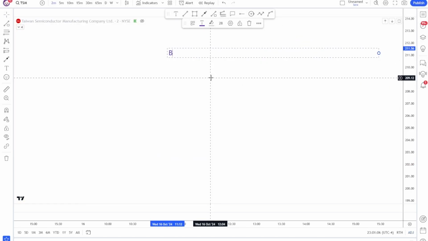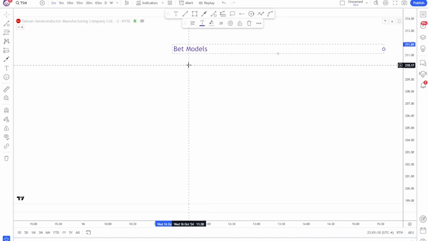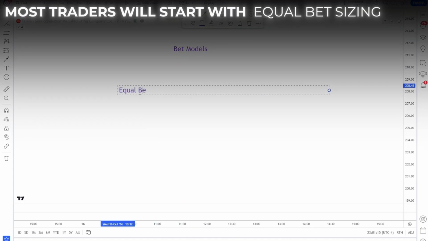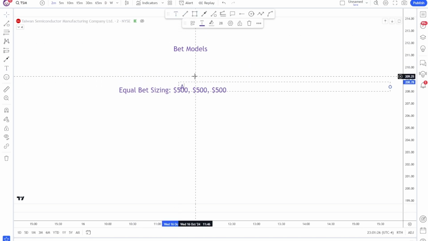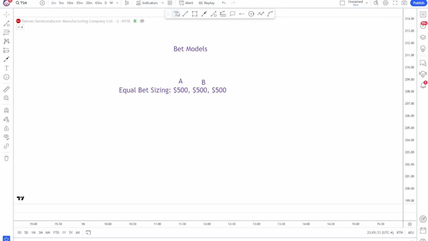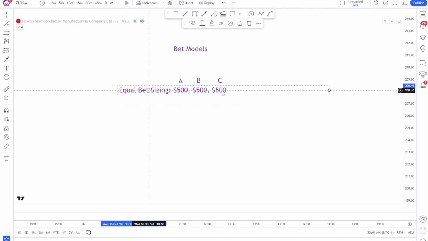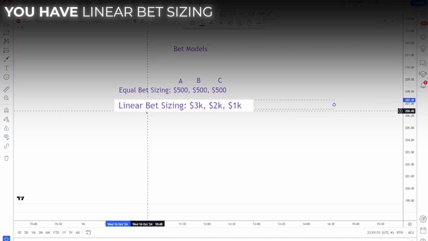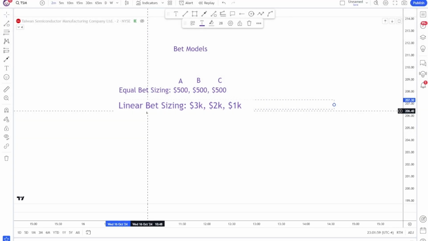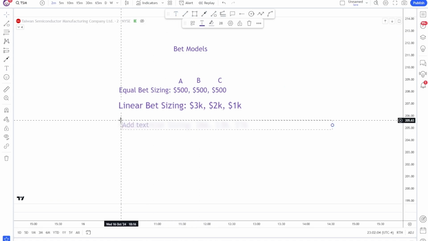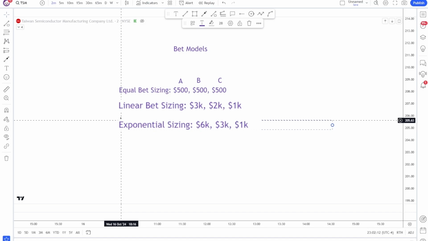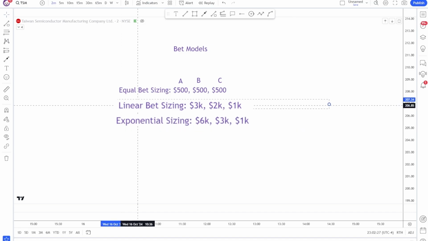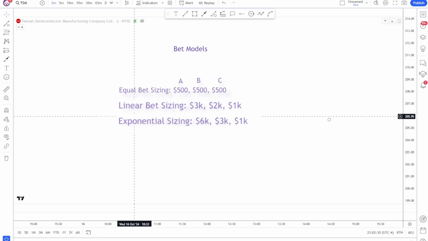All right, so what are the different ways that you can bet in your trades or risk? Most traders will start with equal bet sizing. Equal bet sizing is really simple, say 500, 500, 500. We can assume a couple things here. Let's say this is an A setup, and then we have a B setup and a C setup. So say we have A, B, and C sizing, and then you have linear bet sizing, 1K, 2K, 3K size per trade. We're just assuming that you're grading your trades. Exponential bet size would be something like 1K, 3K, and then even pushing it up to 6K. These are the different types of ways that you can approach your sizing.